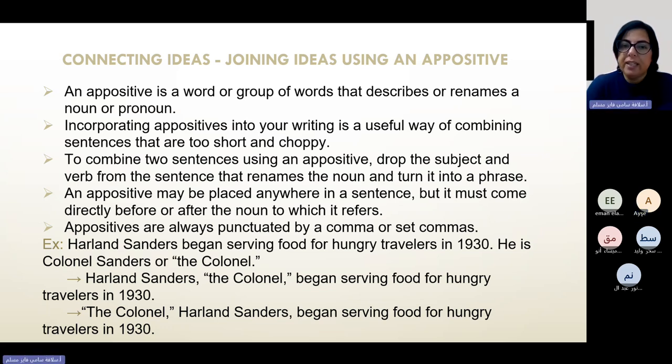Then an appositive, we said, it's a word that describes a noun or a pronoun. This is the appositive, the colonel, okay? And it describes Harland Sanders. Who is Harland Sanders? He is a colonel, okay? Who began serving food for travelers in 1930. The colonel, Harland Sanders, began serving food for hungry travelers in 1930. The appositive is either placed after the noun it modifies or before the noun it modifies.